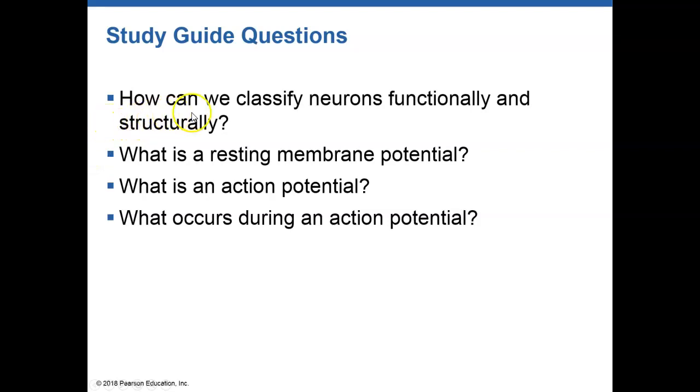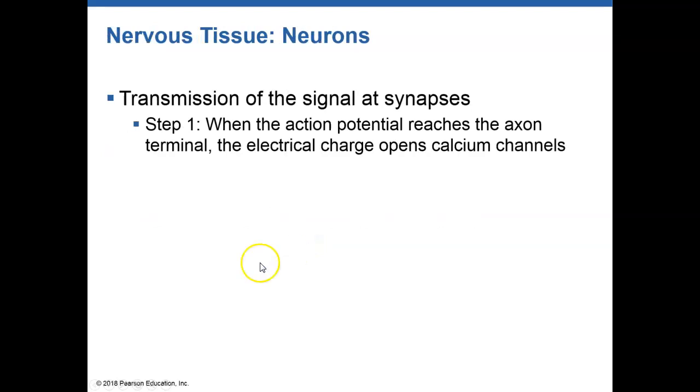At this point, you should be able to answer the questions. How can you classify neurons functionally and structurally? What is a resting membrane potential? What is an action potential? And what occurs during an action potential? I'm going to stop here, and then we'll get into transmission of nerve impulses at the synapses, okay?